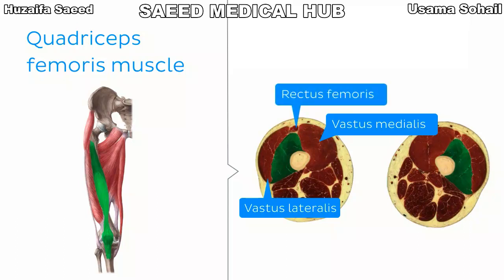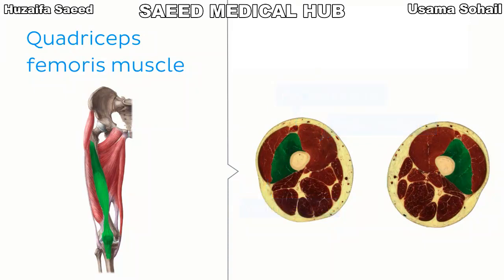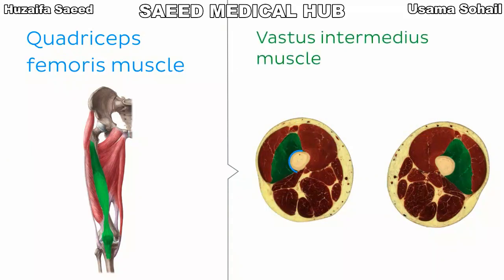Now, between the vastus lateralis and vastus medialis and posterior to the rectus femoris, we will find the 4th member of the quadriceps muscle hugging around the anterolateral aspect of the femur. This is the vastus intermedius muscle.